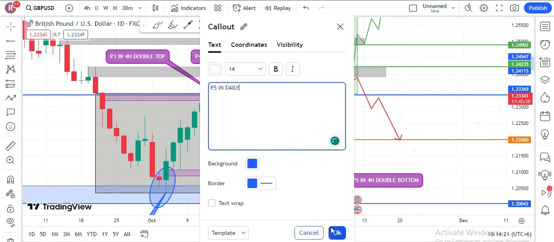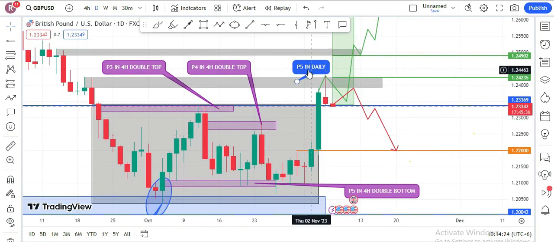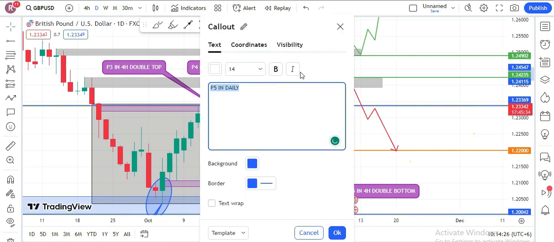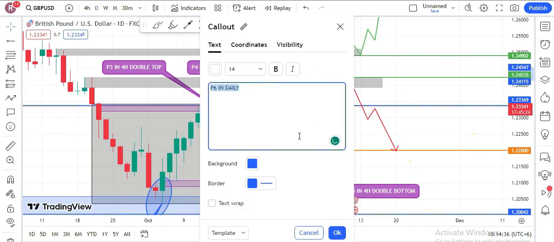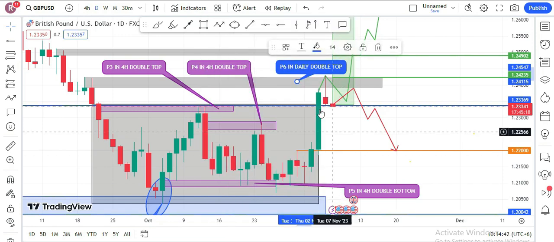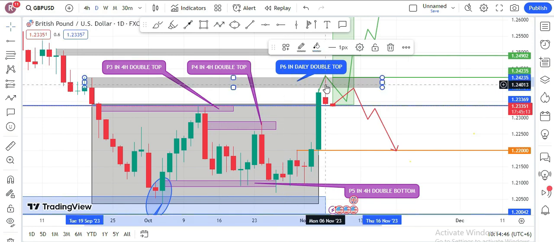Yes, that is the mistake I made. So this is not P5. This is P6. Our pattern 6 has evolved here now, and this is an official daily double top. This has evolved. Yesterday's candle, this red candle, confirmed that.